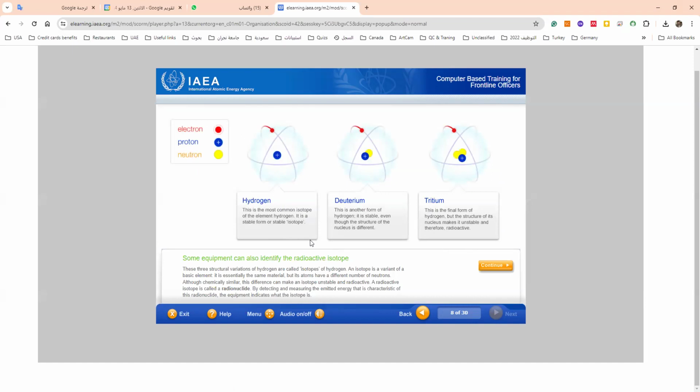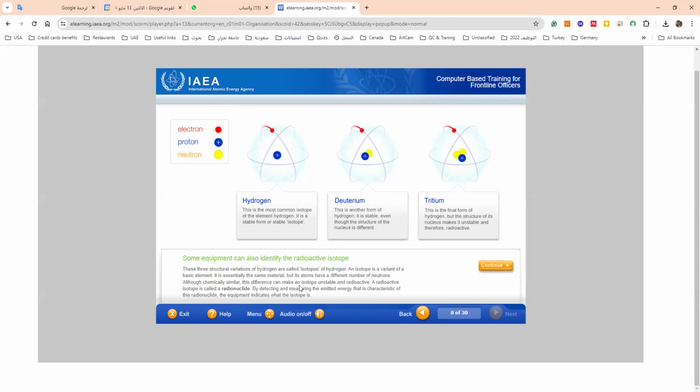Some equipment can also identify radioactive isotopes. But what's the difference between hydrogen, deuterium, and tritium? Hydrogen is one of the most common isotopes of the element hydrogen. It is a stable isotope. Deuterium is another form of hydrogen. We call it the isotope deuterium. It is stable also, even though the structure of the nucleus is different. And we have tritium, and it is also another form of hydrogen. So there is a structural variation of hydrogen called the isotopes of hydrogen, like deuterium and tritium.